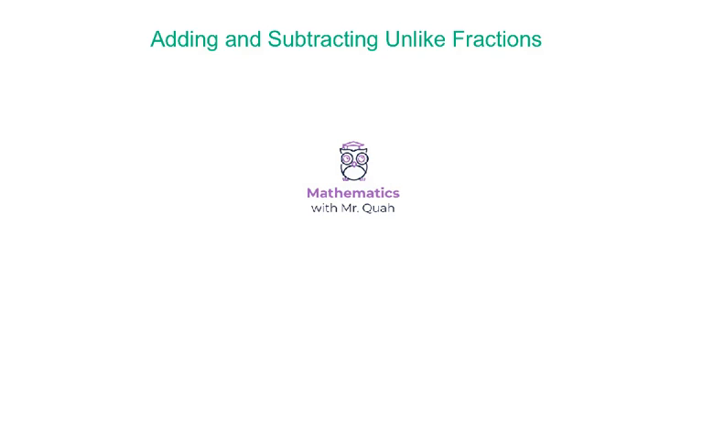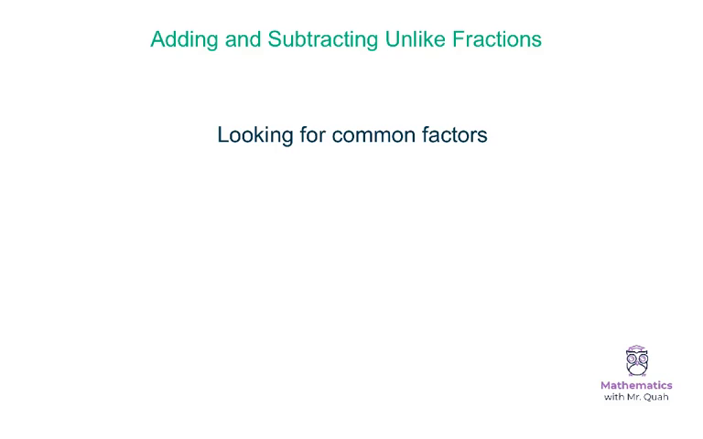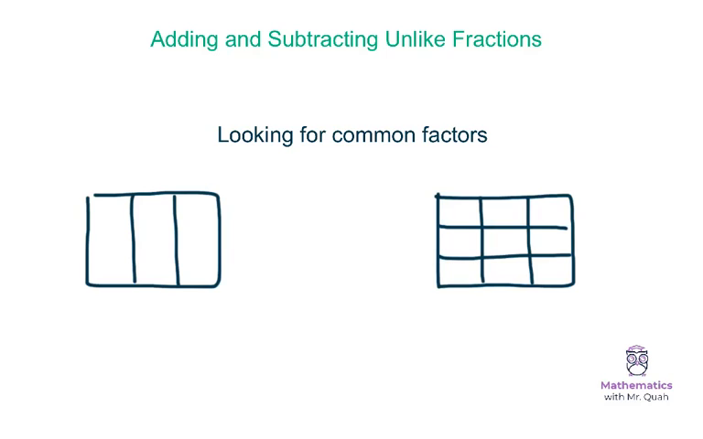Adding and subtracting unlike fractions. The first step we take is we look for common factors of the two fractions that we're adding or subtracting. So let's look at this simple example of thirds and ninths. Let's say that we're either adding or subtracting two different fraction types that are thirds and ninths.